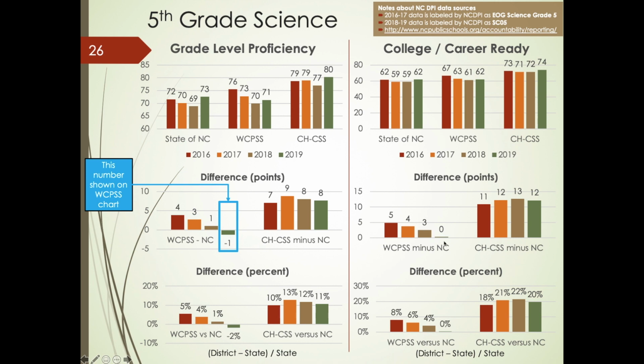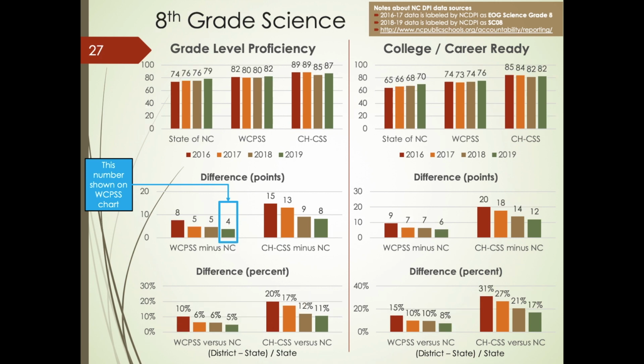And then we're right even with the state on college or career readiness. I have to wonder why that is, because this population is all 5th graders taking the science EOG. I don't understand why we would be below the state in any such assessment, because I believe our families here are rather science savvy, and I think they have children who would do pretty well in science. 8th grade science, a little bit better. We're still ahead of the state, and we have been for the whole 4 years.